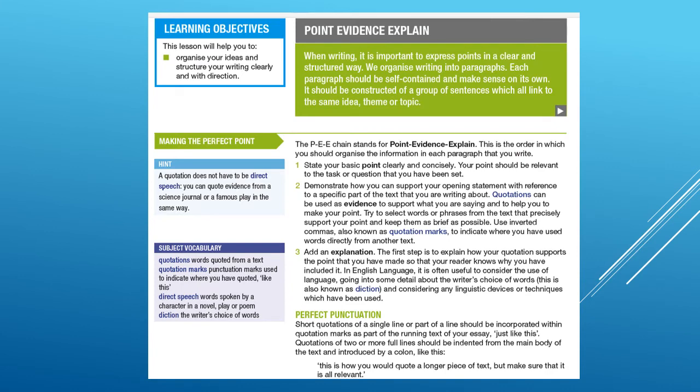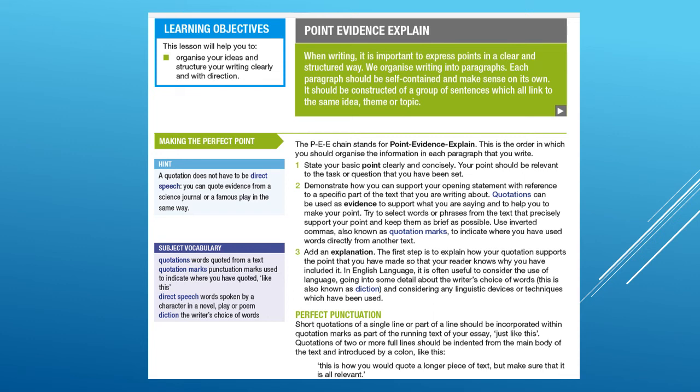And finally, how to structure a reading answer. Learning objectives. This lesson will help you to organize your ideas and structure your writing clearly and with direction. Point, evidence, explain. This is called the PEE technique. When writing, it is important to express points in a clear and structured way.